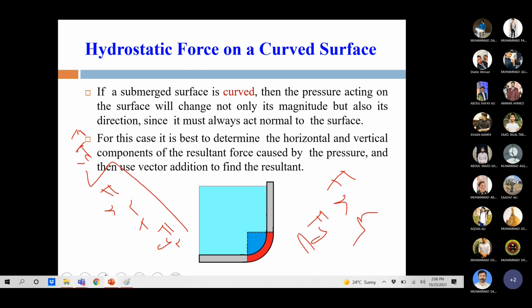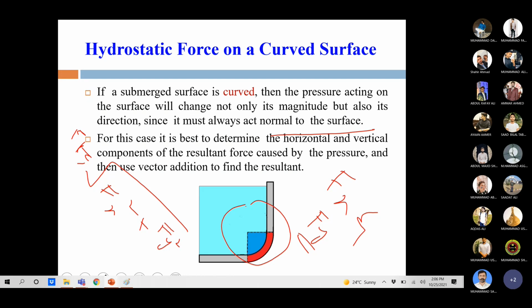Say we have a curved surface as shown in this figure. If a submerged surface is curved, then the pressure acting on the surface will change not only its magnitude but also its direction, since it must always act normal to the surface. For this case, it is best to determine the horizontal and vertical components of resultant force caused by the pressure and then use vector addition to find the resultant. Okay.